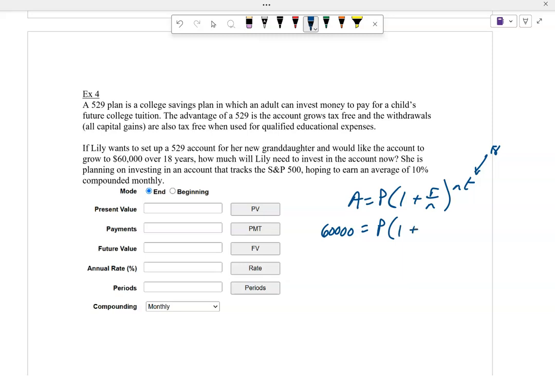What do we need up front? Trying to track the S&P 500, so 10% interest. It's going to compound monthly. N is 12. And so we've got to solve this for P. Want to end up with $60,000. What do we need to invest up front? 12 times 18 gives you 216. Again, don't cut off any decimals until the very end.